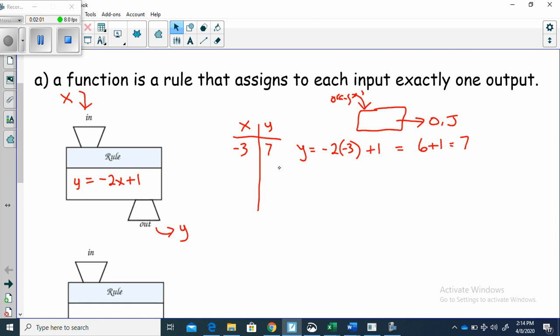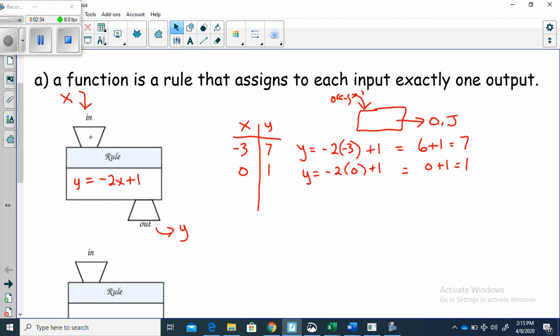What if I put in another number? Let's pick another number. What if I put in 0? If I put 0 in for x, what would I get out for my y? Well, our equation is y is equal to negative 2x plus 1. So y is equal to negative 2 times 0 plus 1. Negative 2 times 0 is 0 plus 1, which gives me 1. When my x value is 0, my y value is 1.